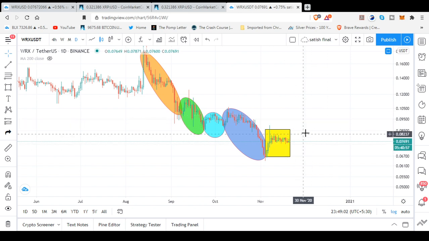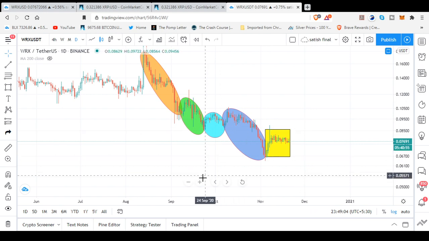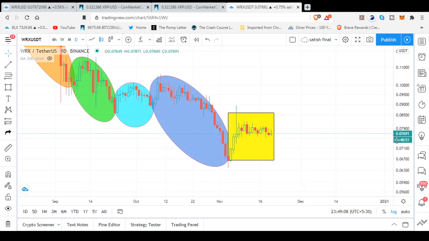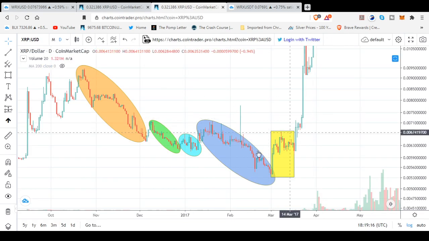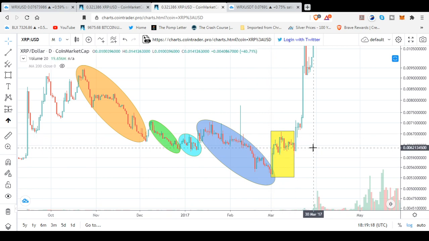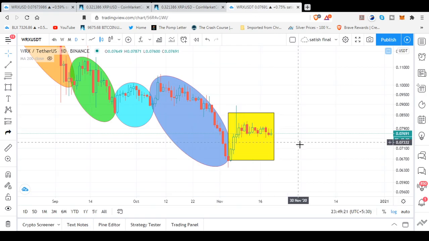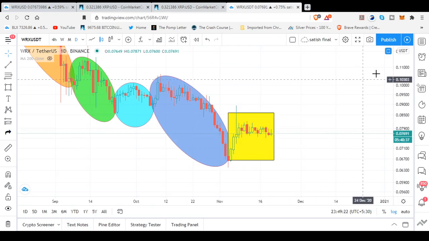Once this accumulation has been completed, then we can understand. See, even the correction with the altcoins has happened, and this has been accumulated with the stable coin. That's what exactly happened with XRP before the mega bull run. See, once this big bullish candle occurs from here, then things start to happen.